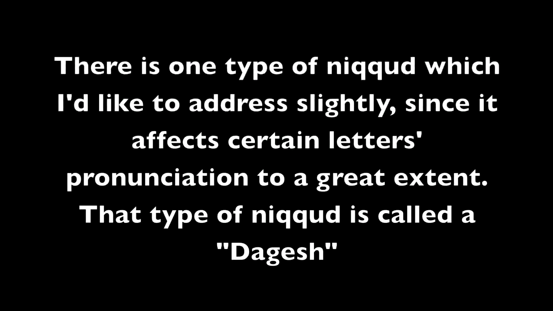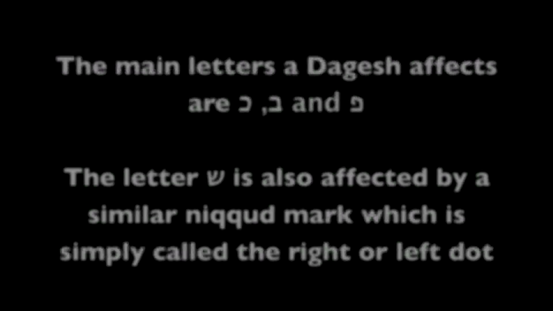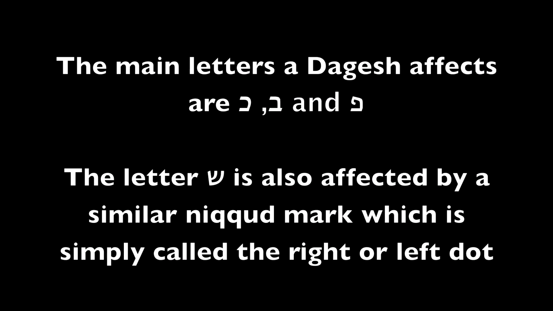There is one type of niqqud which I'd like to address slightly, since it affects certain letters' pronunciation to a great extent. That type of niqqud is called the dagesh. The dagesh looks like a dot in the middle of the letter. For example, bet. The main letters the dagesh affects are bet, kaf, and pey. The letter shin is also affected by a similar niqqud mark which is simply called the right or left dot.